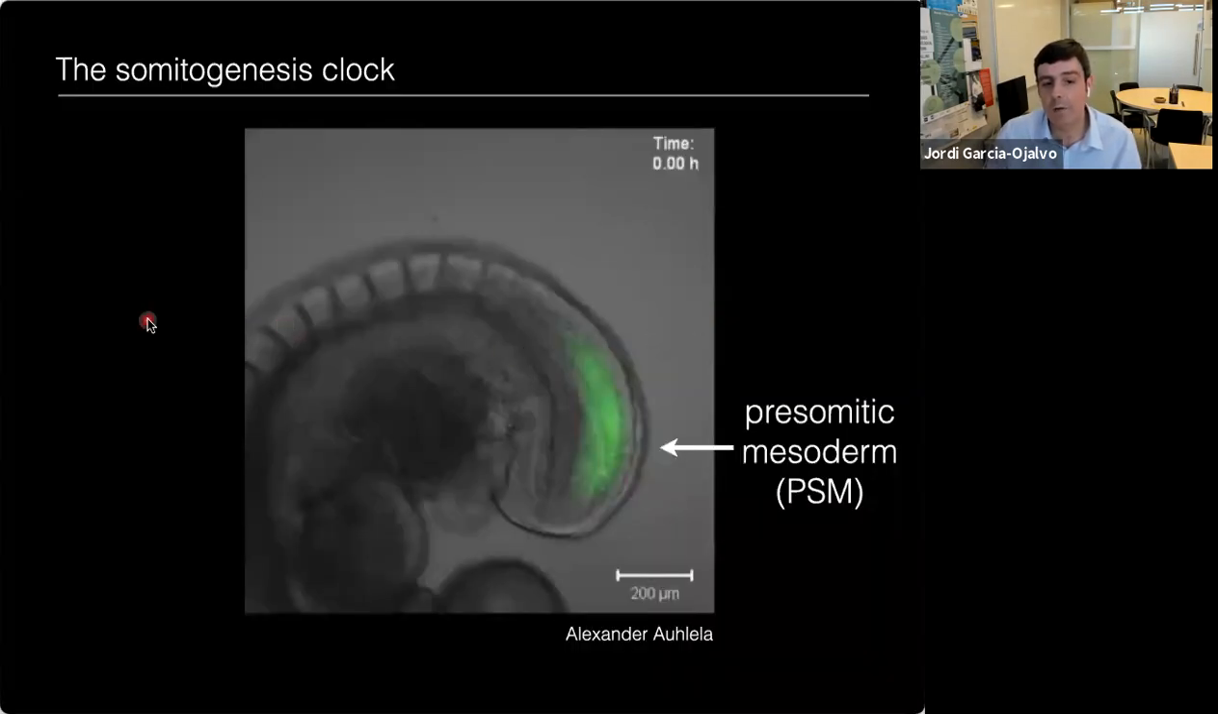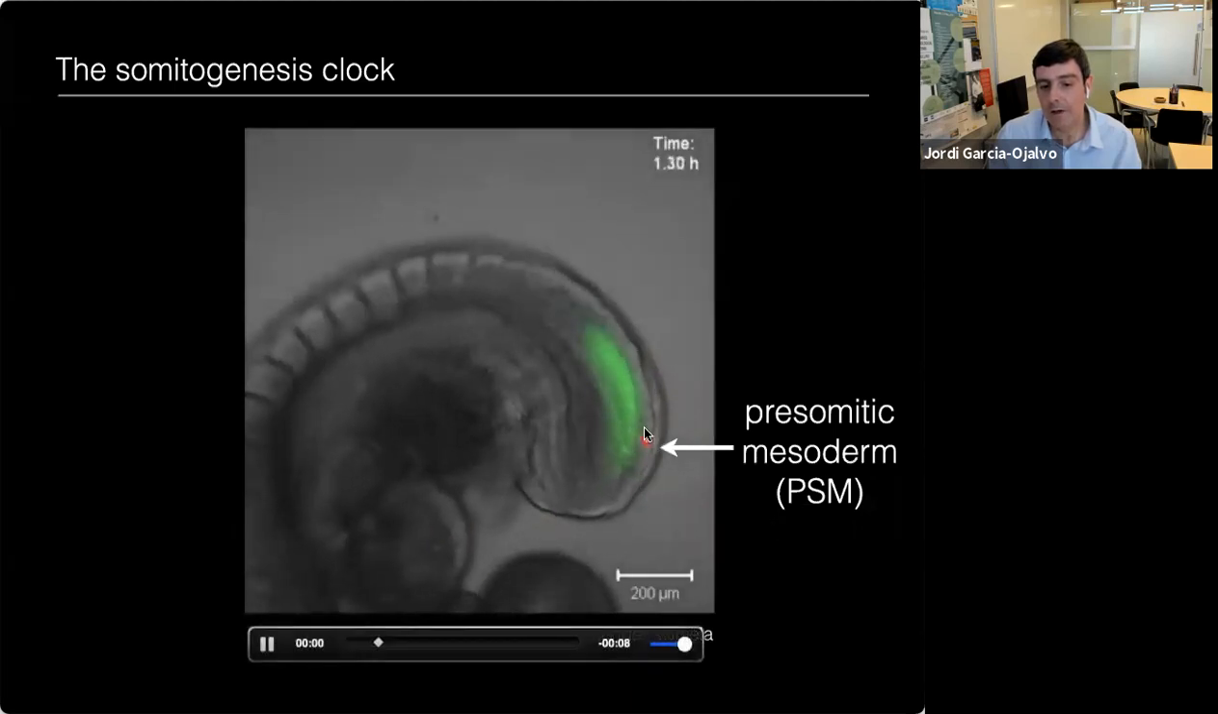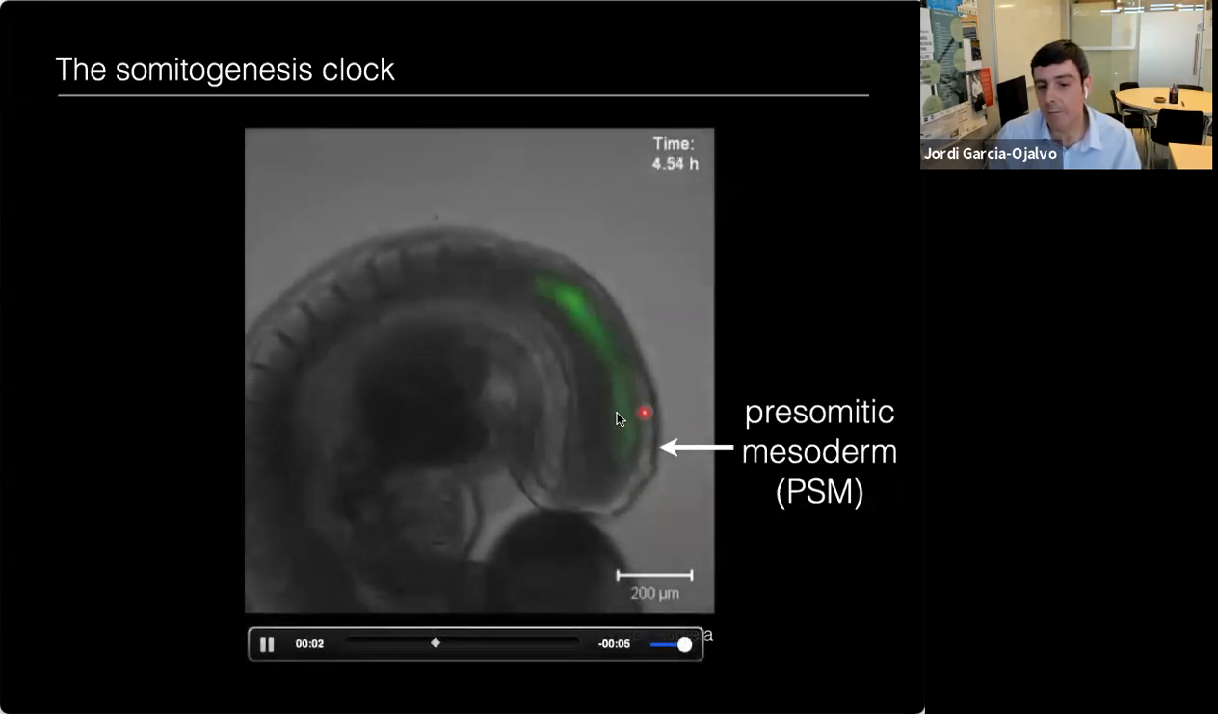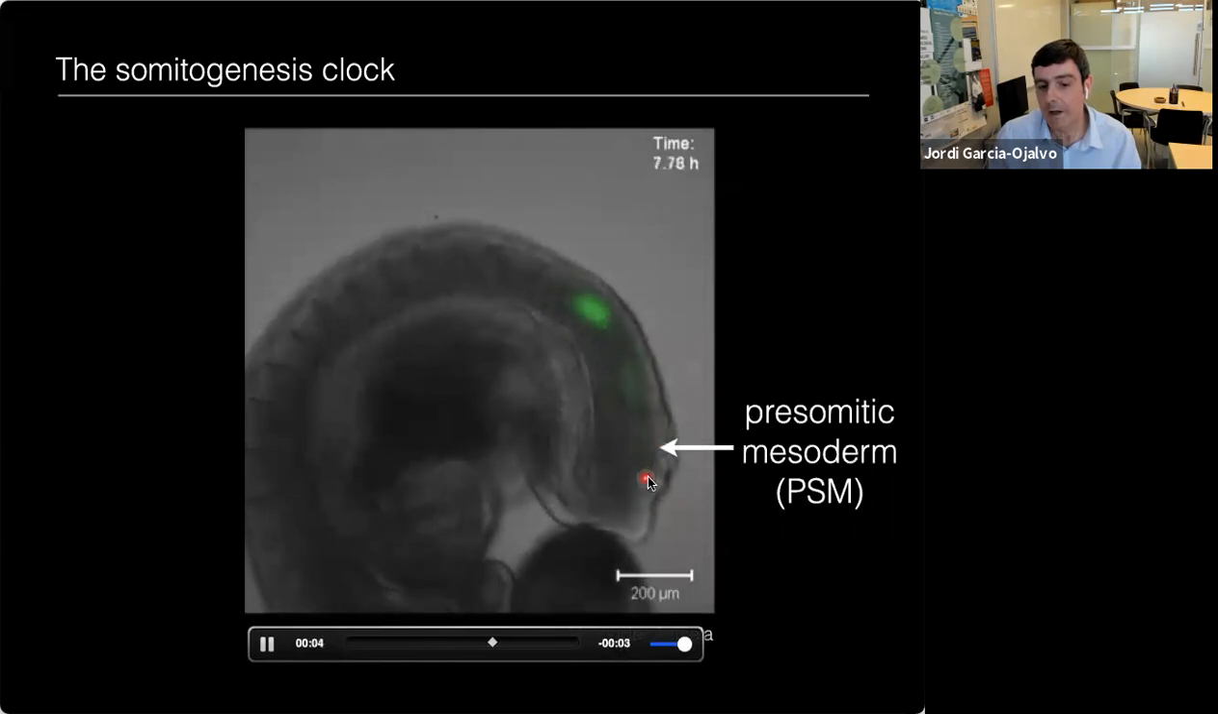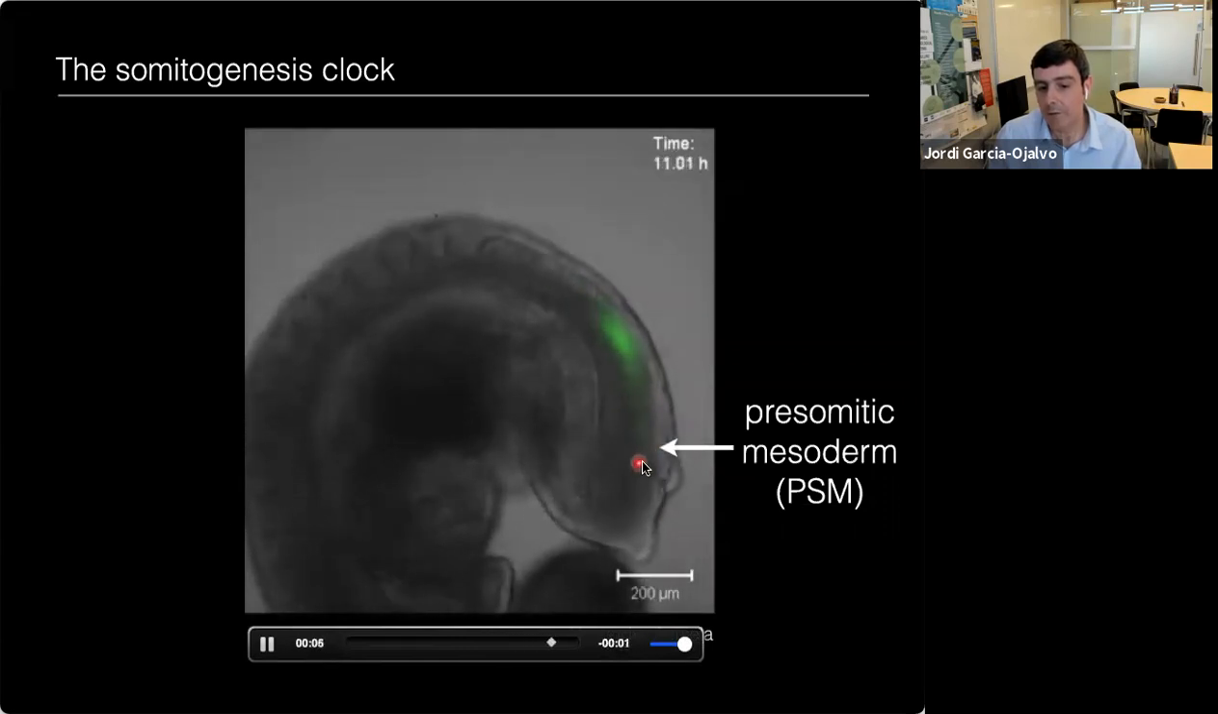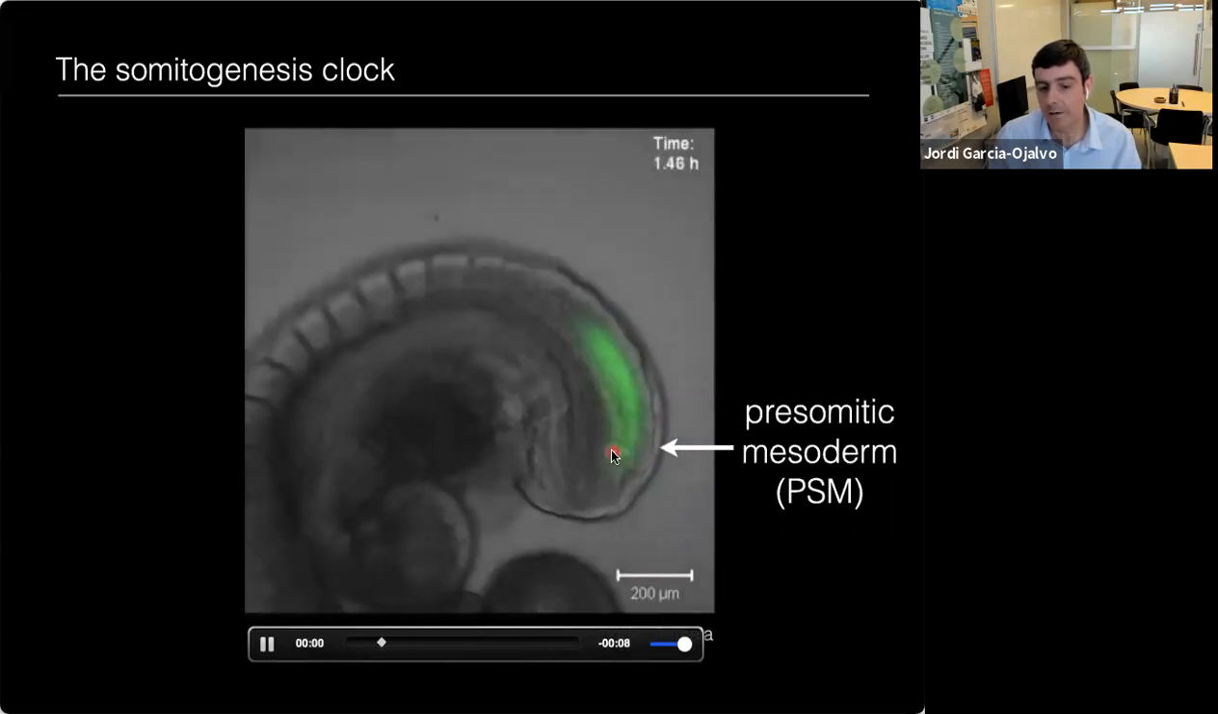This is also quite well known for the last 2 or 3 decades. It's the so-called segmentation clock. The way this works is the following: we have a set of cells in the posterior part of the embryo, the so-called presomitic mesoderm, and these cells oscillate in time. I'm going to show you a movie. You can see here the expression of a particular protein that I will describe in a minute, and you can see that the expression of this protein is oscillating.